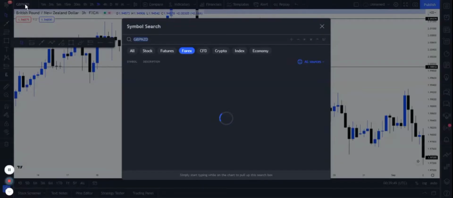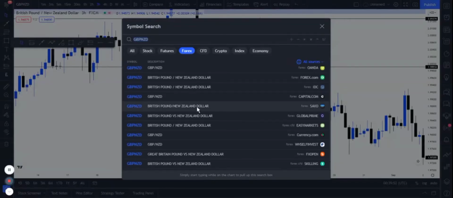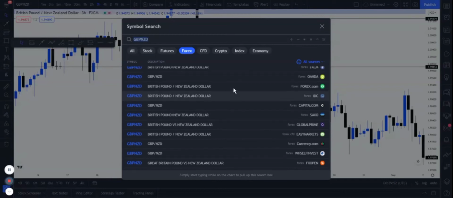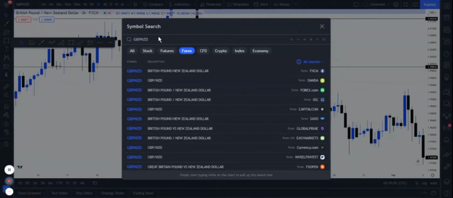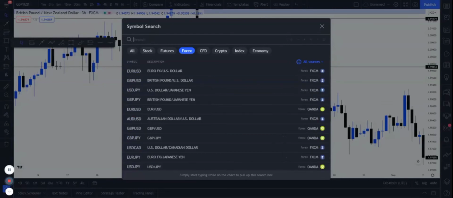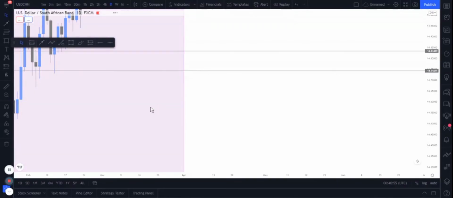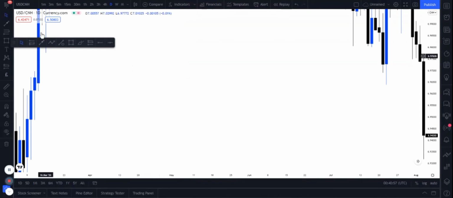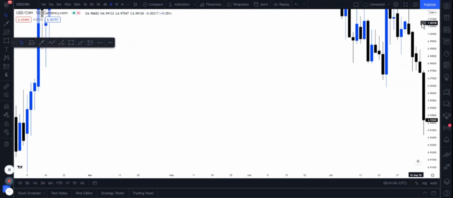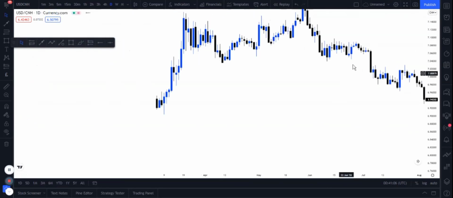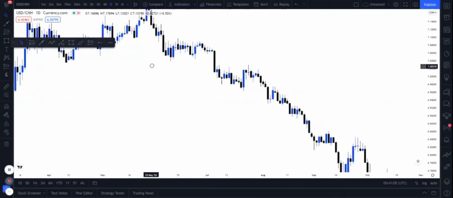So let me just do a bonus for you guys, and maybe analyze a pair. Let's try something like, let me see, what is this? USDCNH. What kind of currency is that? Is this the Chinese currency? I don't know, actually. I don't know what currency that is.